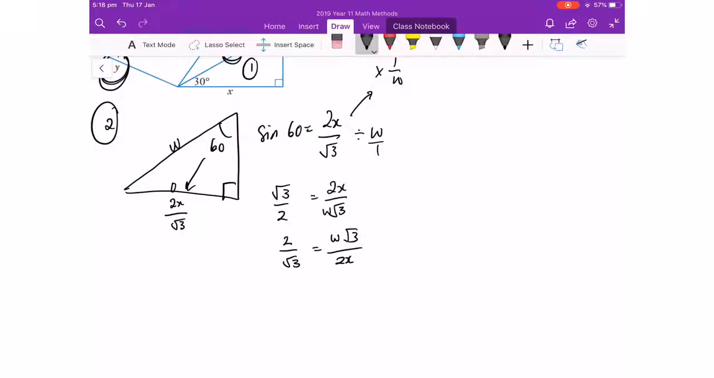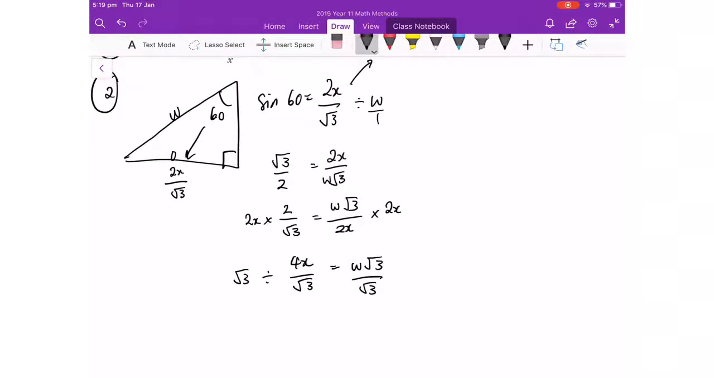So from there, I'm going to go timesing by 2x on both sides. So I'm going to get 4x on root 3 is equal to W root 3. I'm going to divide by root 3 on both sides. There we go. So from there, that's going to cancel out.